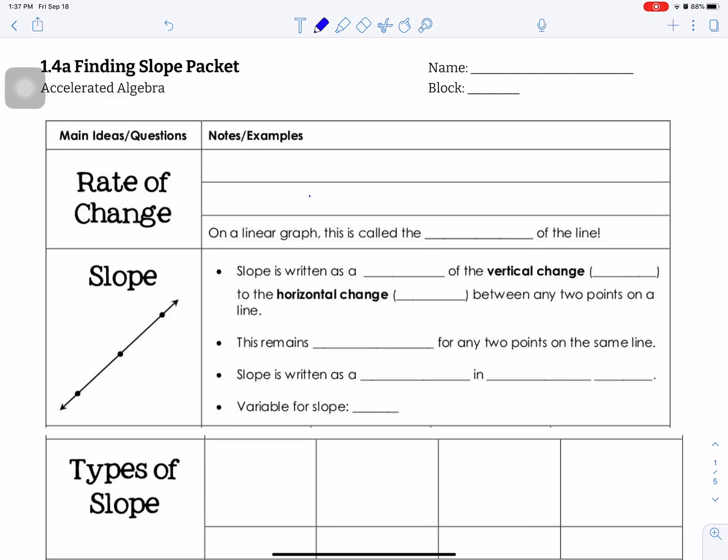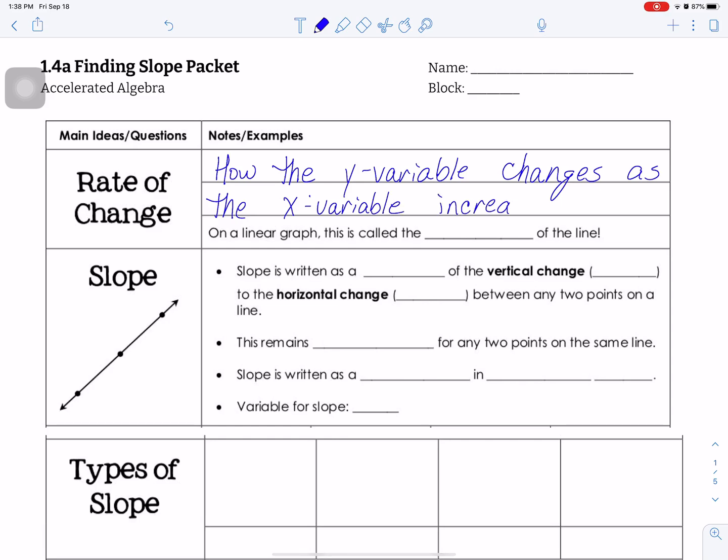So the rate of change is going to be my change in how the y variable changes as the x variable changes or increases. So how the y variable, or dependent variable, changes as the x variable increases. So we're always looking at, as x is going up, what's happening to y. On a linear graph, this is called the slope of the line.